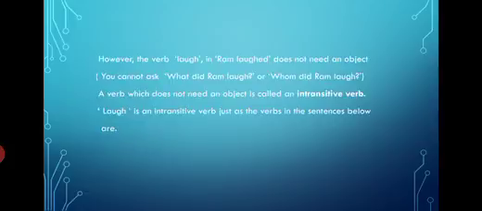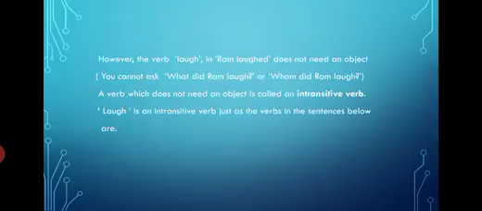However, the verb laugh in Ram laughed does not need an object. In the first sentence, Ram laughed. Here laugh does not need an object because it is a complete sentence. Ram laughed. The action is completed. So you cannot ask what did Ram laugh, or whom did Ram laugh. We cannot make a question like this. So the first sentence is a complete sentence.